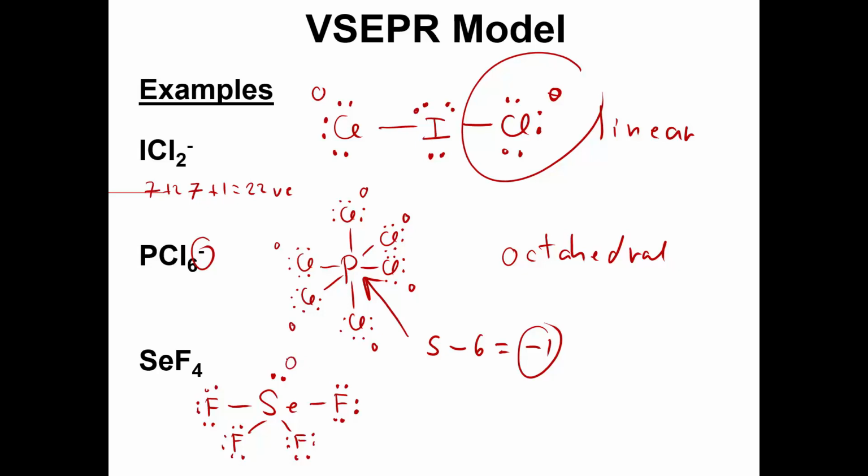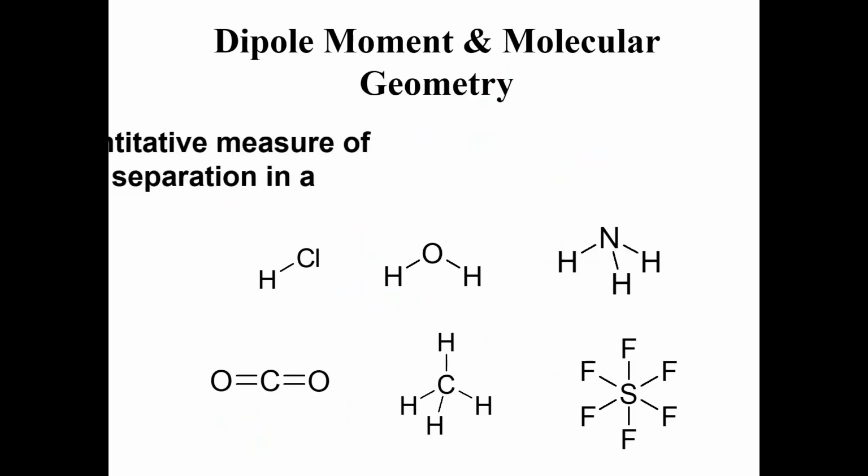And so this is also a formal charge of 0 here, right? We have 6 minus half of the 8 minus 2 for the lone pair, which is 0. So selenium is also 0, and this is a seesaw as a molecular shape. All right, let's take a look at something else.